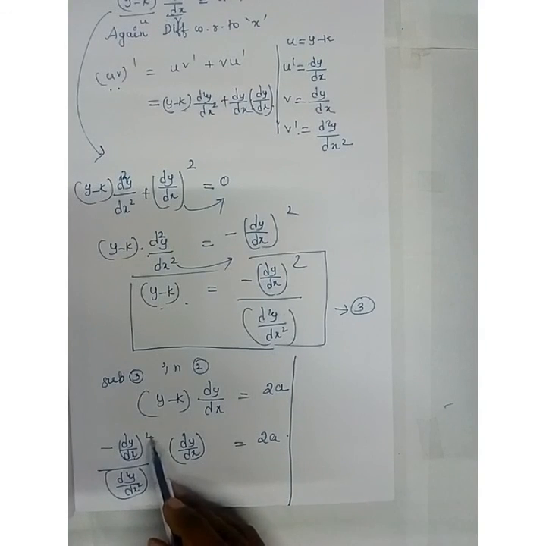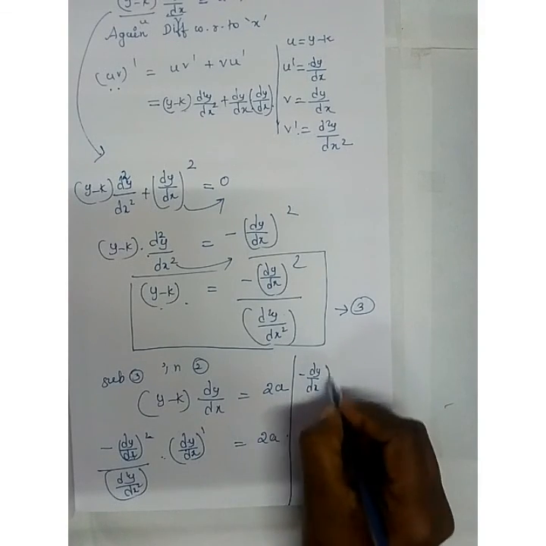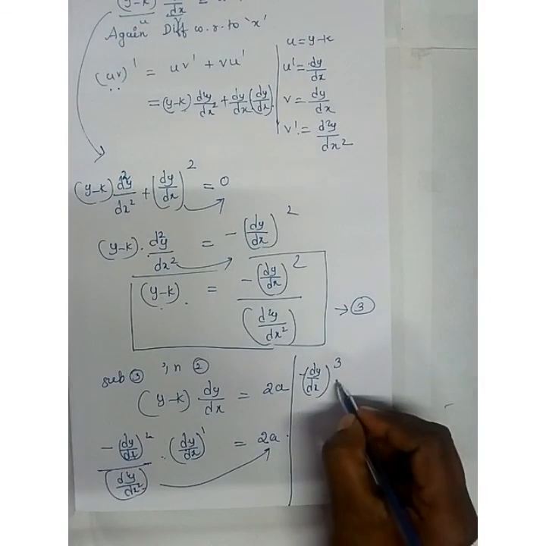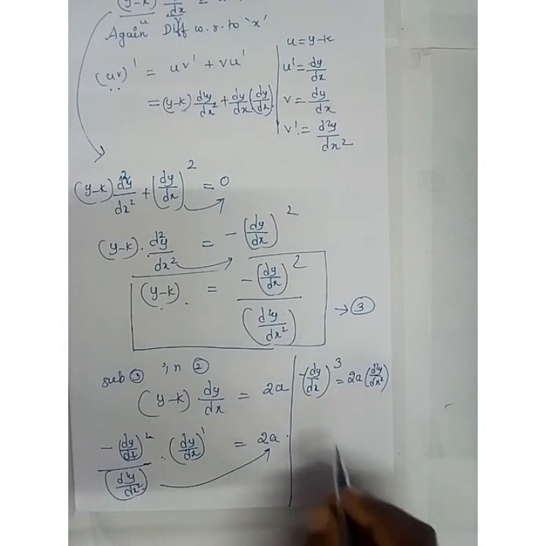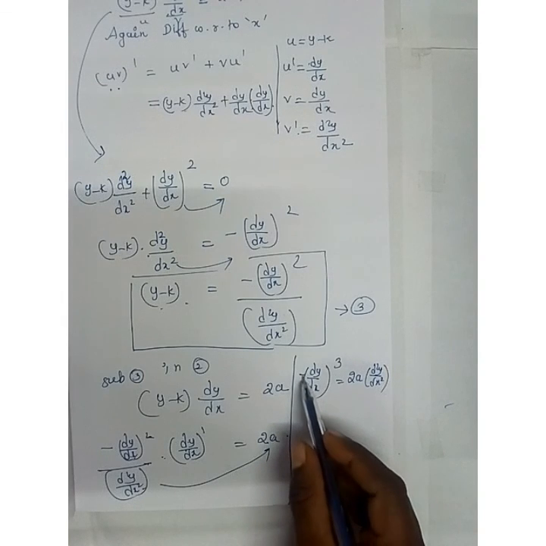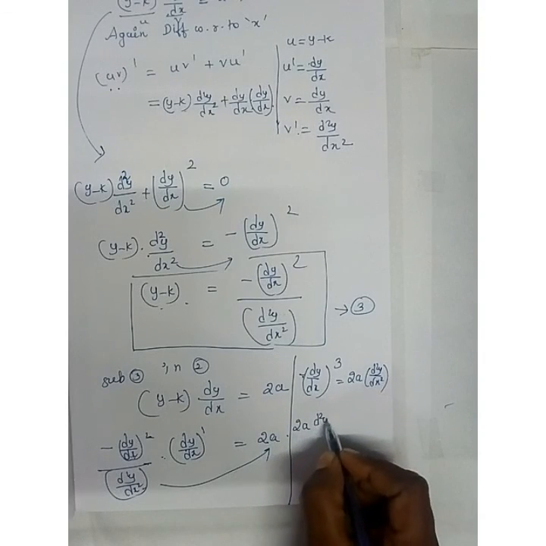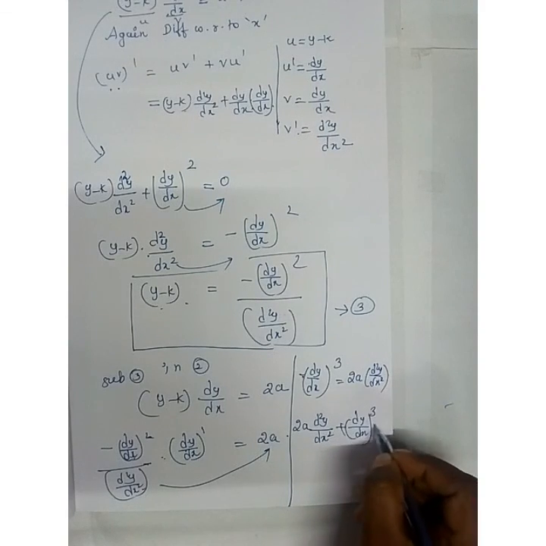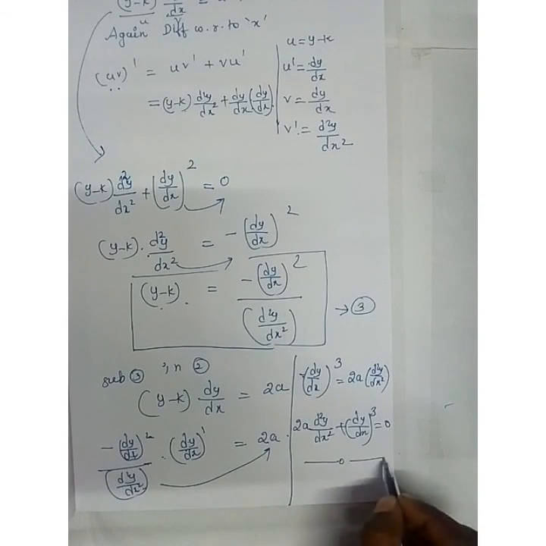So dy by dx whole square into dy by dx, the terms are the same, so we can add the power. So I can write minus dy by dx the whole cube. When it goes to the right side, it is in division, so it will become positive: 2a into d square y by dx square. Now I am going to bring the differential equation, which is in negative manner, to the right side. So we have 2a into d square y by dx square plus dy by dx the whole cube is equal to 0. This is our required differential equation for the parabola.